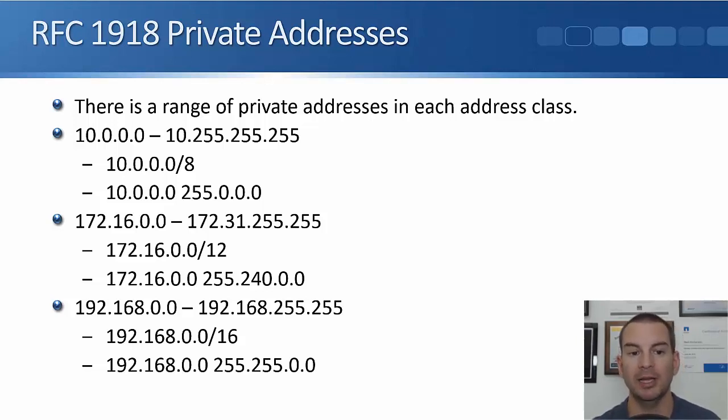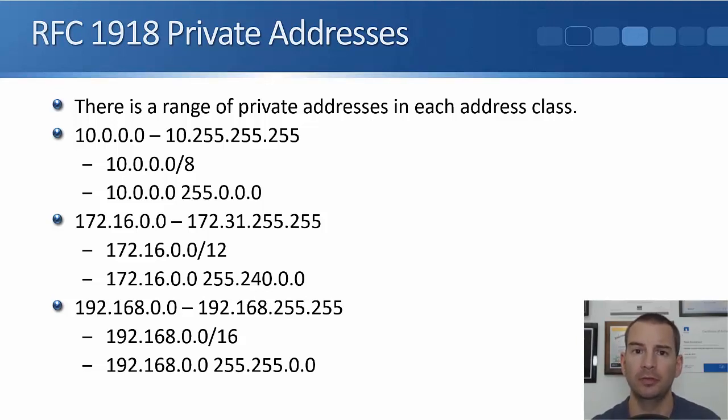The class B private range is 172.16.0.0 to 172.31.255.255. That is 172.16.0.0/12. So the class B range does not use the default subnet mask of /16. And the class C range of private addresses is 192.168.0.0 to 192.168.255.255. So the class C range again, it's not the default mask, it uses a /16, which is the normal default mask for a class B network.